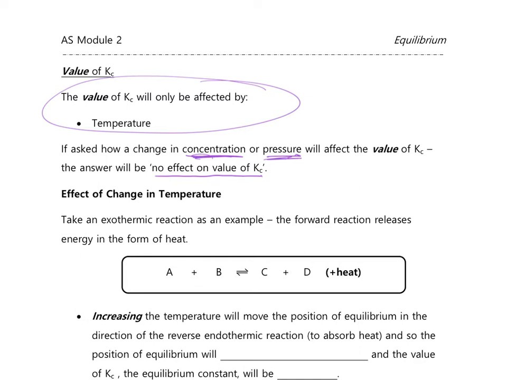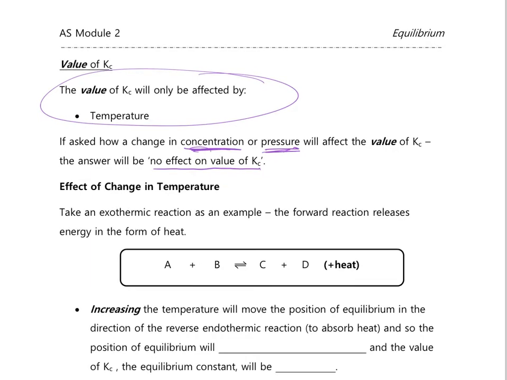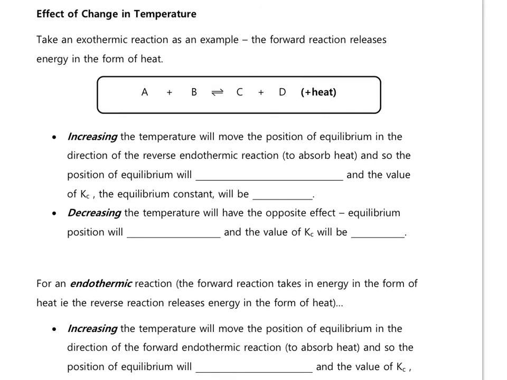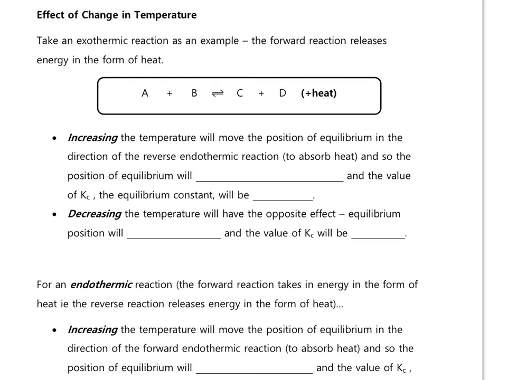Changing the temperature will, however, affect the value of Kc, and you need to be able to work out whether it increases or decreases the value of Kc. So let's have a look at the effect of the change in temperature. Essentially, what you need to be able to work out is the direction that your equilibrium shifts, and then the effect on the value. So the simplest thing to do is work out the direction. If it shifts to the right hand side, your value of Kc increases. If it shifts to the left hand side, your value of Kc decreases.